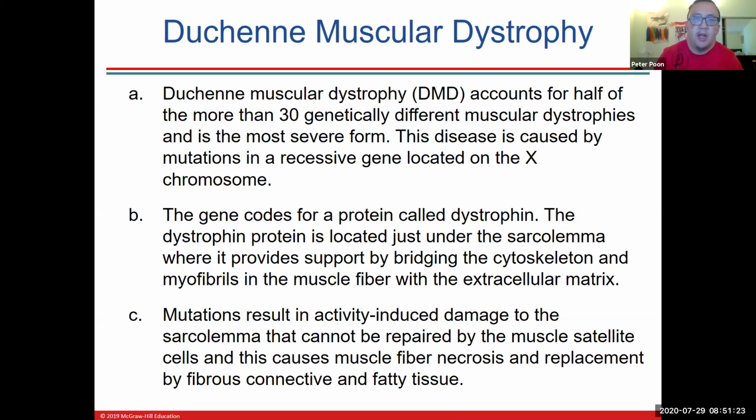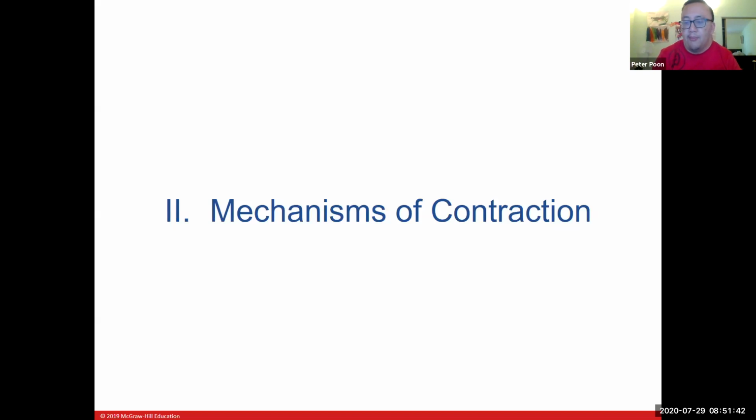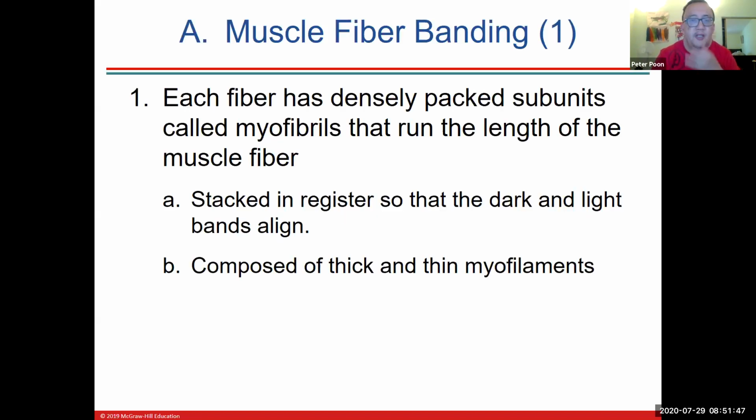Duchenne muscular dystrophy is basically a genetic mutation that causes muscles to not build up. What ends up happening is you have muscles that are eventually replaced by fibrous connective tissue and fatty tissue, and those don't contract. So you eventually lose control.